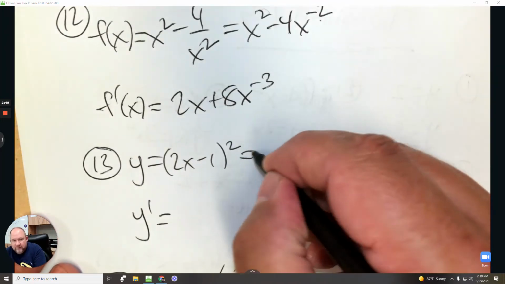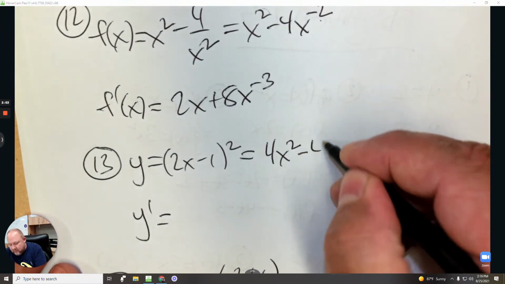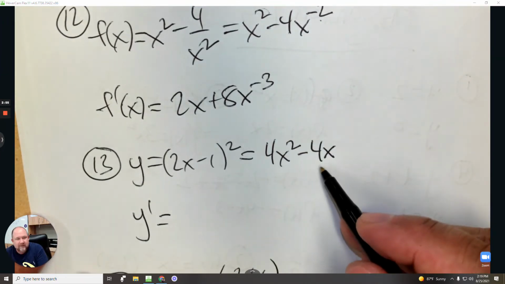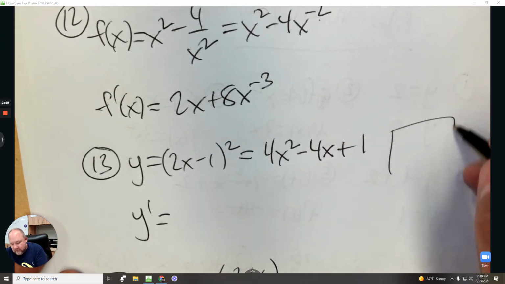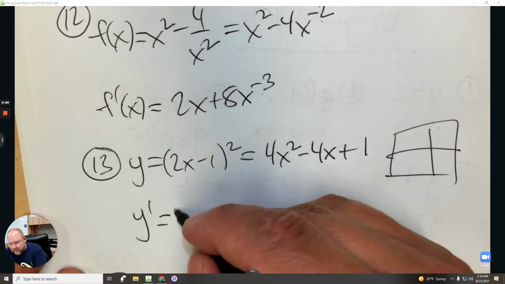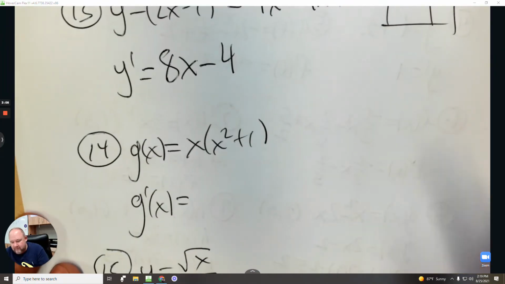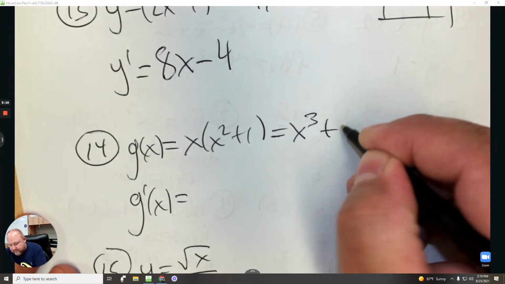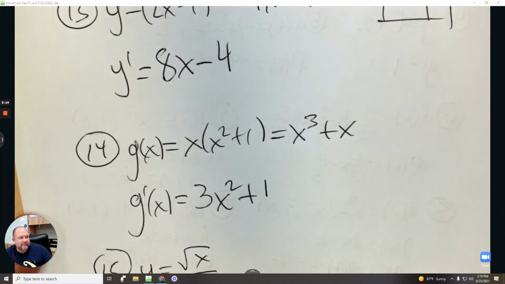This one I get to multiply out. I get a FOIL. That will give me 4x squared minus 2x, and minus 2x is negative 4x, and then negative 1 squared is 1. If this is what you want to do, you'll get this answer. And the derivative of this is 8x minus 4. Again, I need to distribute. Then I can do the power rule, and I have my derivative.